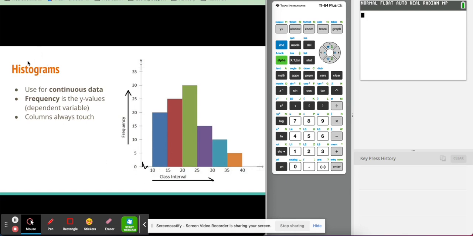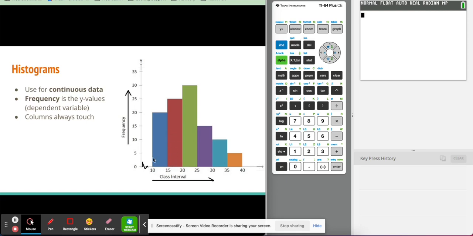Another thing we notice about histograms is that the columns are touching. The reason why the columns are touching is because with continuous data, we don't have a break from 10 to 15. We already skip from 15.00001 to 20. So there's actually no gaps between them.